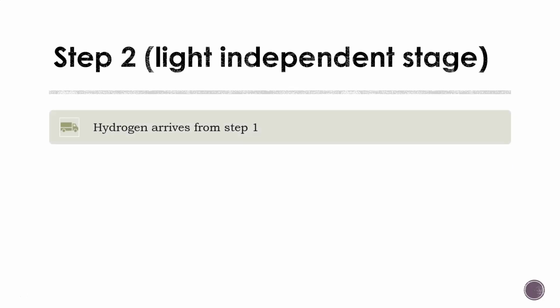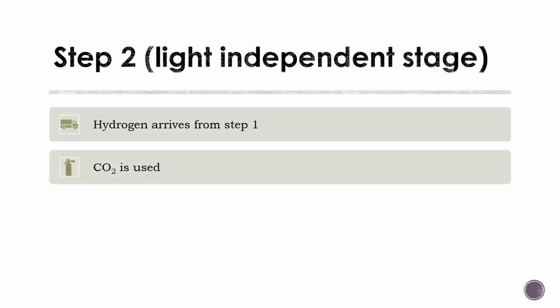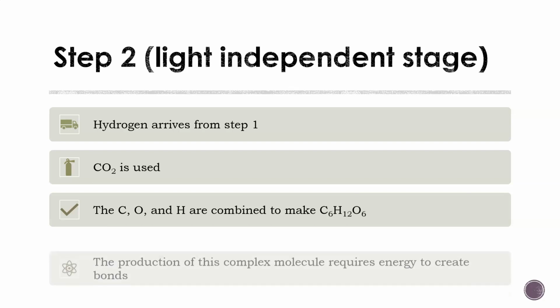All right, step 2. Now this is the light independent stage, so light isn't required here. The hydrogen arrives from step 1. Carbon dioxide is used. The carbon, oxygen and hydrogen are combined to make C6H12O6. That's our glucose. But the oxygen here is from the carbon dioxide, not from the water. The oxygen from the water has already been released.